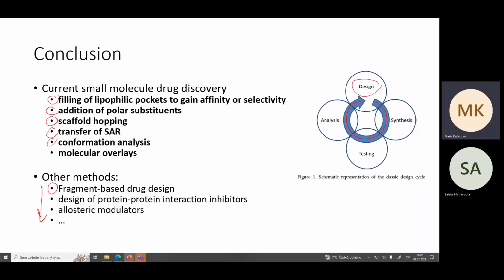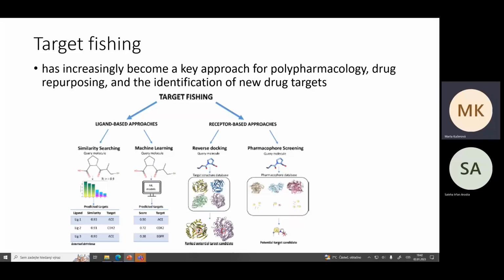There is also space to design compounds inhibiting protein-protein interactions, which is typical for the compounds from the group of molecular glues. This is a very interesting group of compounds. We can take into consideration also allosteric modulators. And in case we have some active compounds and we do not know the target that is influenced by the compounds. It is, for example, the case of our research group.